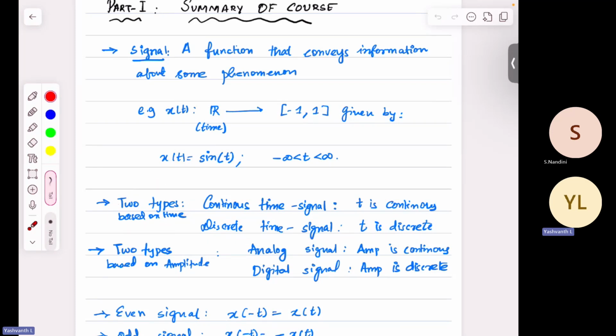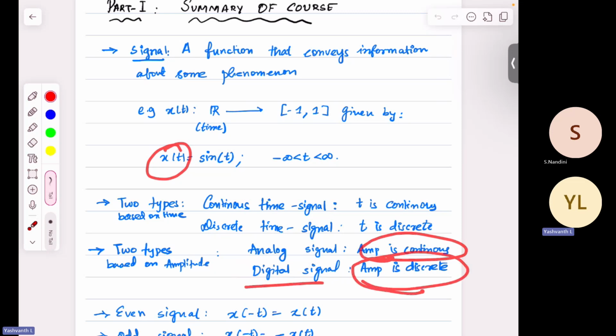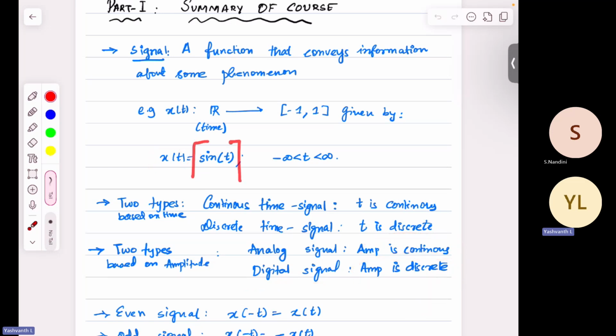Now you can also classify this based on the amplitude domain, where the first is called the analog signal, that is the amplitude x of t takes any continuous number, or the digital signal where x of t takes values only from a discrete set. Say x of t is not sine t, but let's say the ceil function of sine t. That means x of t can only take values minus 1, 0, and 1. It can only take one of these three values, because a ceil function will only return an integer value. Regardless of what sine t is, you will get the lowest integer that is just above or equal to sine t.